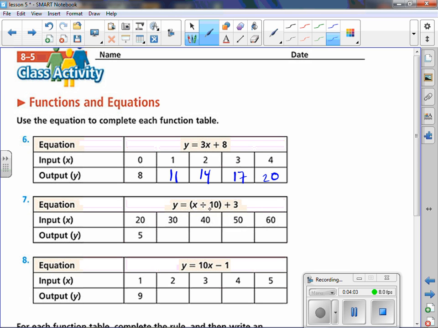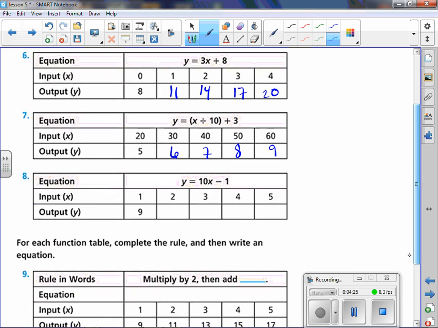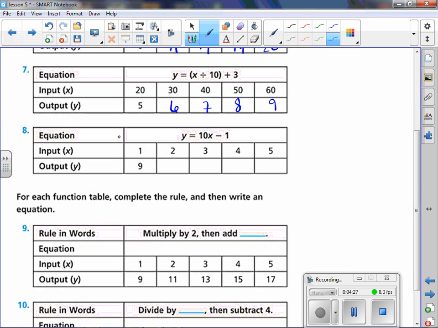30 is x, right? So 30 divided by 10 is 3, plus 3 is 6. 40 divided by 10 is 4, plus 3 is 7. 50 divided by 10 is 5, plus 3 is 8. 60 divided by 10 is 6, plus 3 is 9. All right. Again, I'm just plugging the x factor in where the x is in the equation.